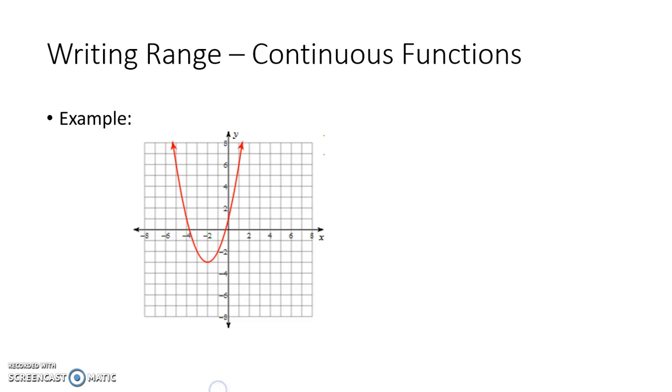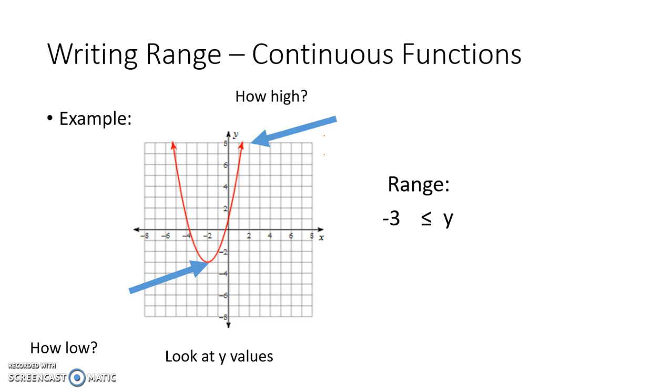Let's look at the range. So for range, we look for how low. So look at the y value there, so that would be -3 is less than or equal to y. I have the less than or equal to because I have a number. And then how high. Again, I have infinity with the arrows on the end, so it's less than infinity. The interval notation would be a bracket because you have a number -3, infinity with the parentheses.